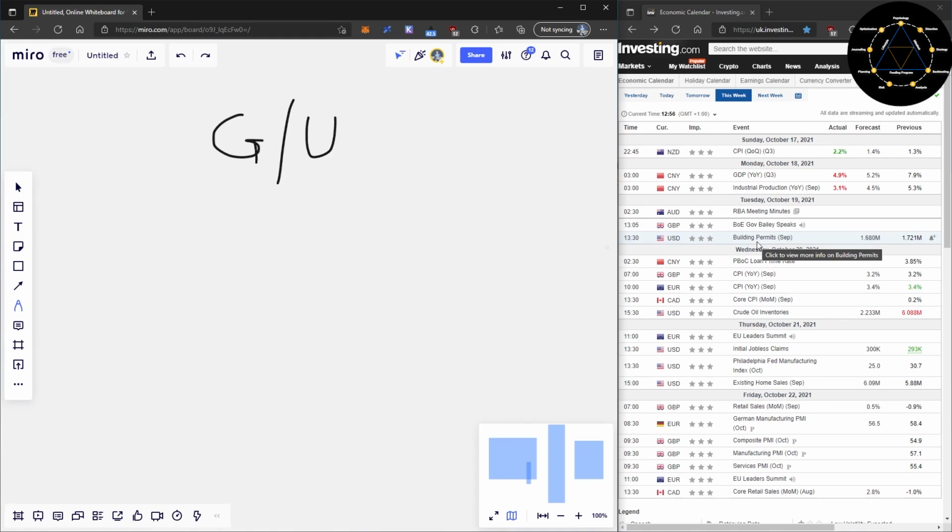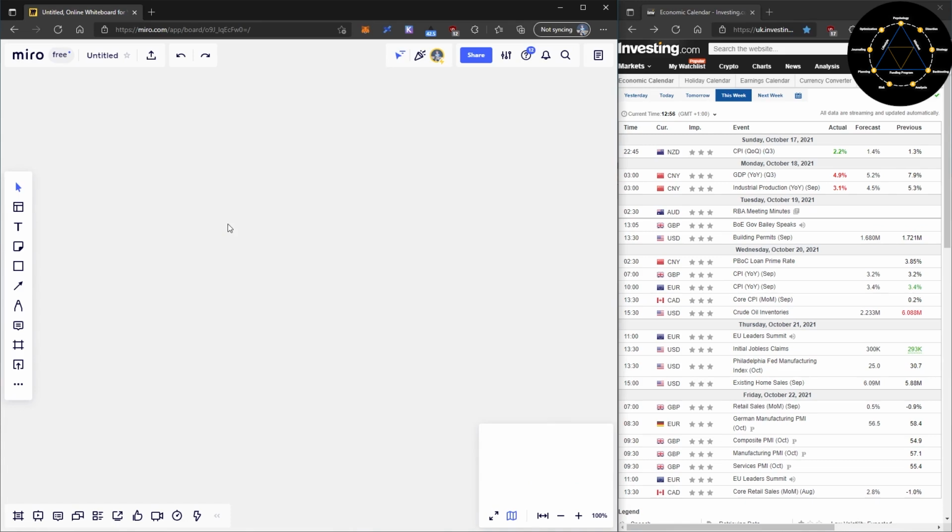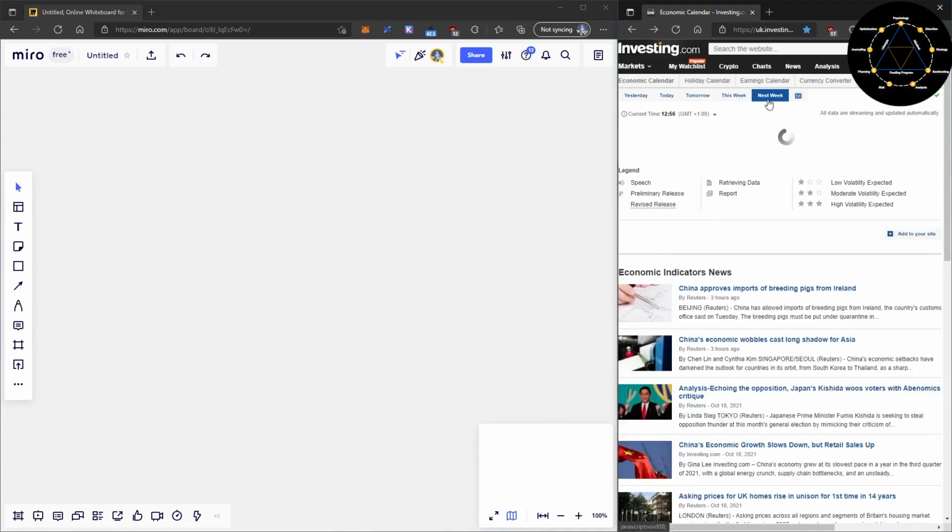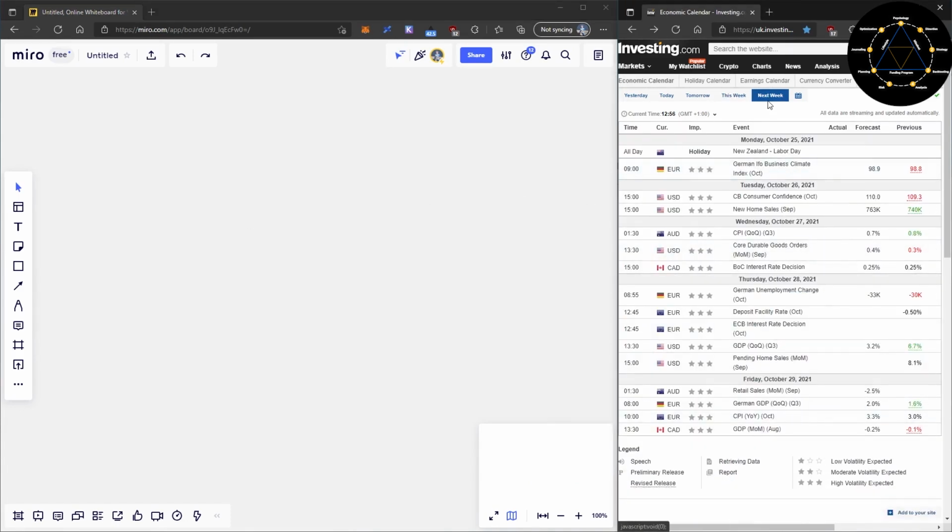So often quite messy. Let's now have a think about, just briefly, the central bank idea that I was speaking about before. So when you look at any fundamental event, it always comes back to central banks. So I want to quickly mention things like interest rates, because if you look at next week, you will see that you have a data point on Wednesday that says BOC interest rate decision.